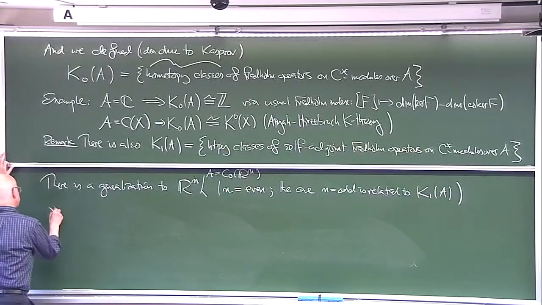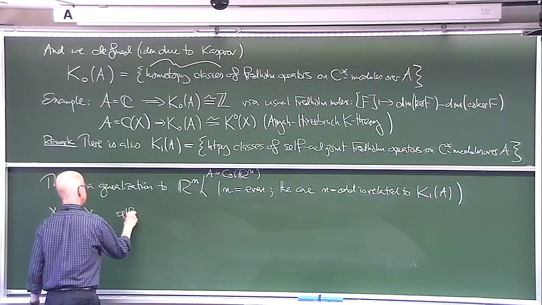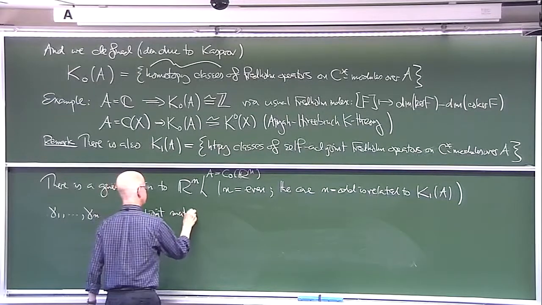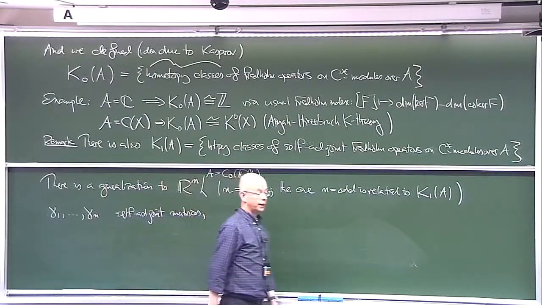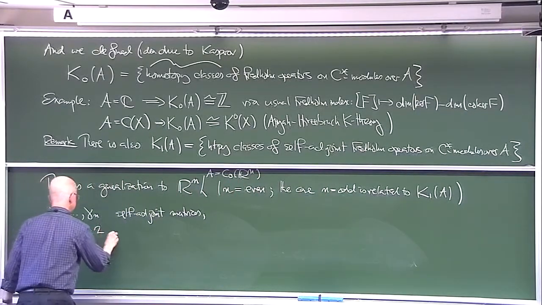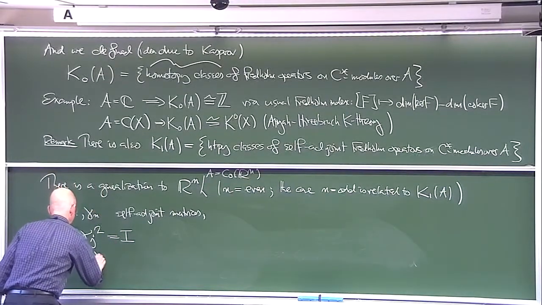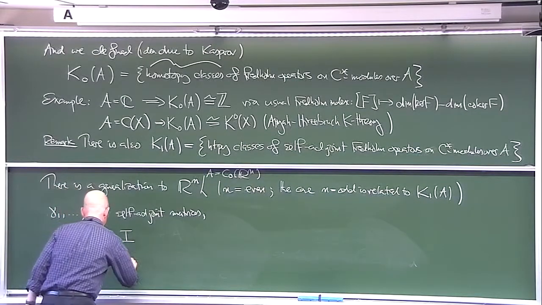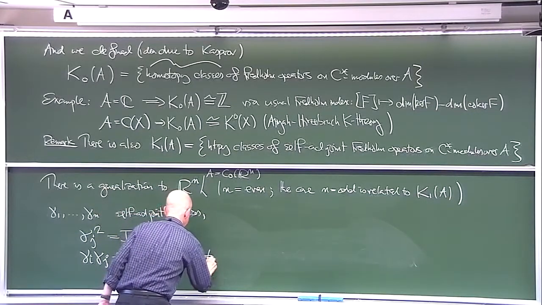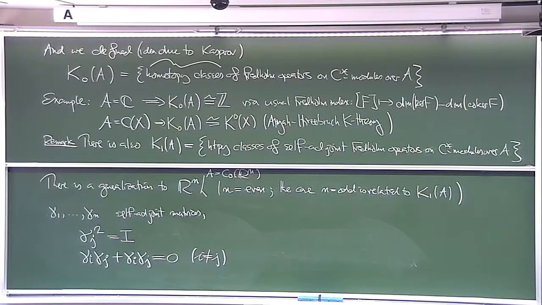Suppose I have a collection of self-adjoint matrices, of course square since they're self-adjoint. And suppose these matrices satisfy the following algebra. First of all, if I square any one of them, I get the identity. And secondly, here's the interesting formula. These matrices anti-commute with one another. Suppose I found such a collection of matrices.